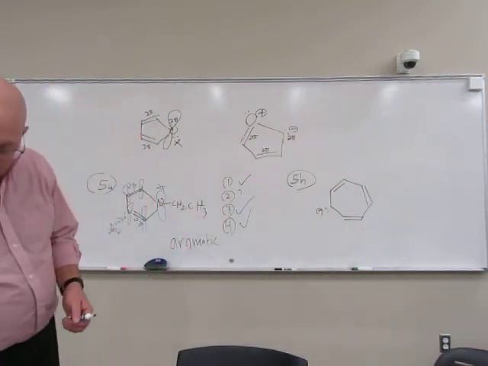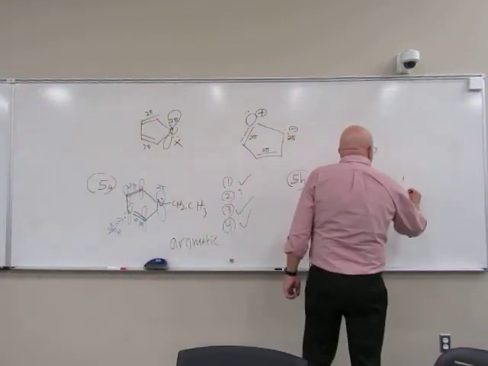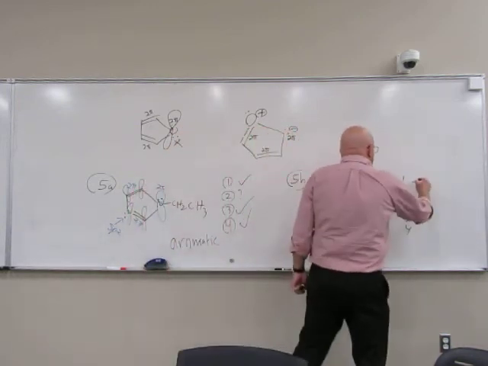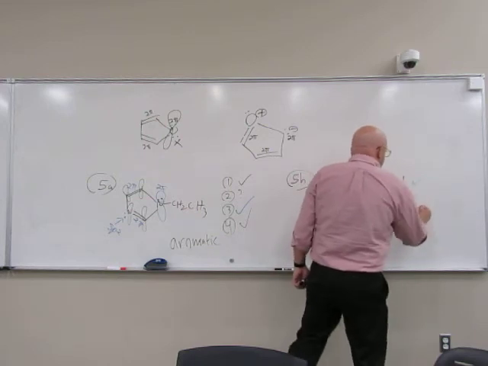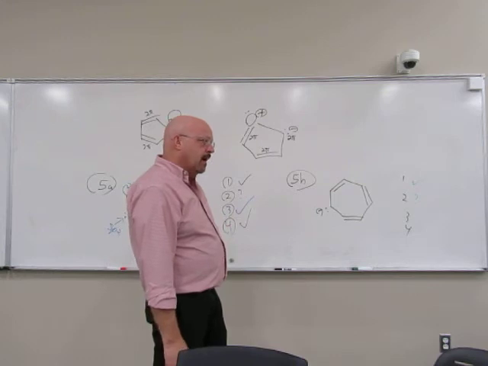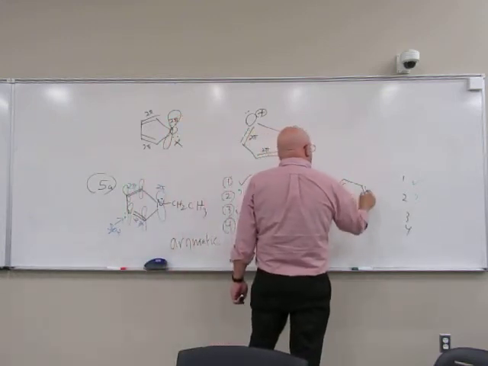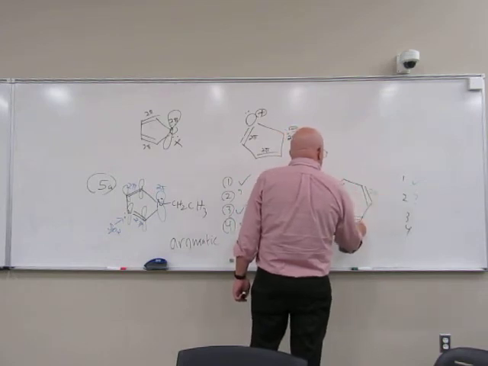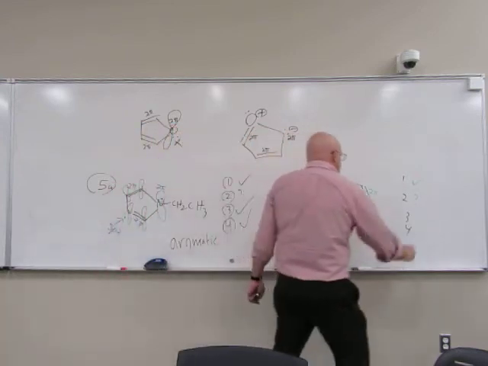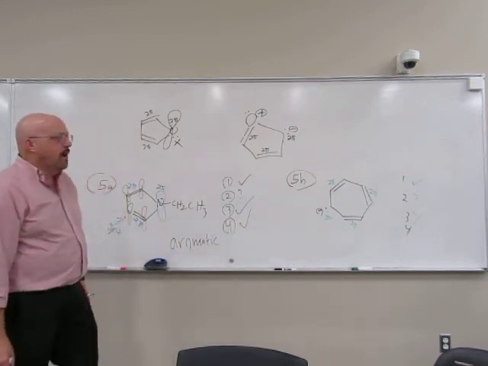Looking at my next one. Rule 1, must be cyclic. Yep, it is. Rule 2, must be planar. You never know about that. Rule 3, must have 4n plus 2 pi electrons. That's the Huckel rule. Let's see what we've got. We got 2 pi in the double bond, 2 pi in this double bond, 2 in this double bond, 2 for the anion, 8 pi electrons. That does not fit the Huckel rule. Rule 3 is not met.